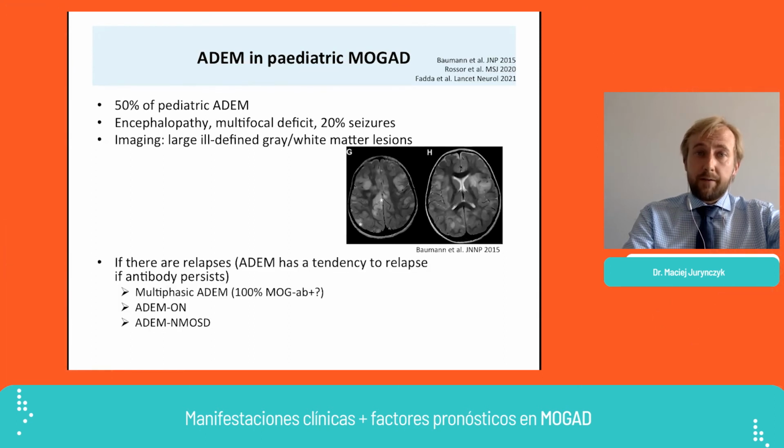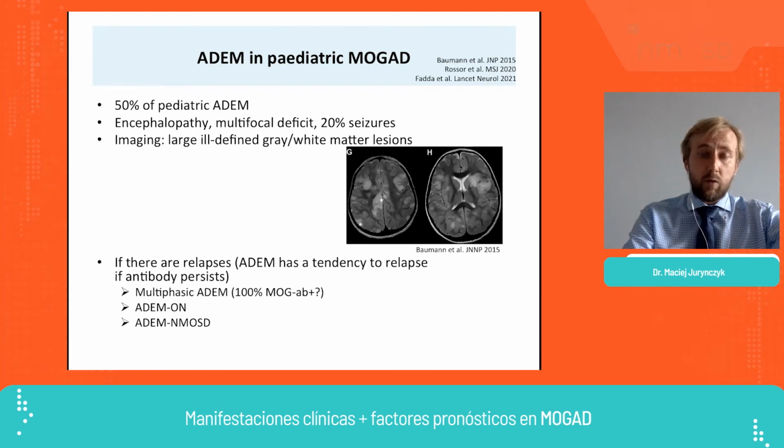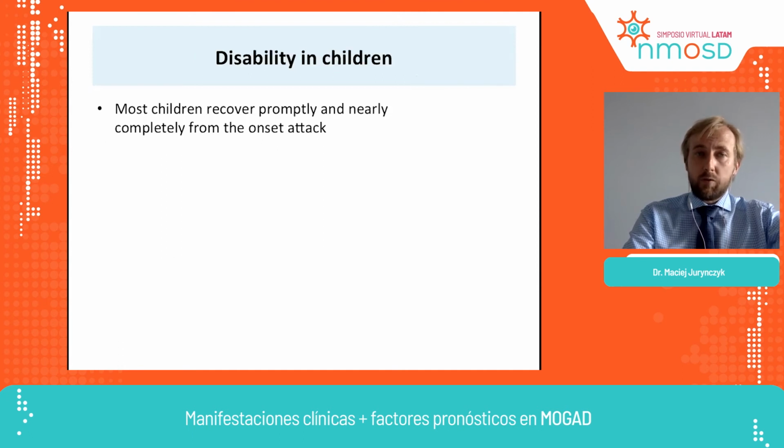MOG antibody is definitely a risk factor for a relapse in ADEM, and ADEM has a tendency to relapse in children, in particular if antibody persists on subsequent tests, and we might encounter various phenotypes such as multiphasic ADEM, and many neuropediatricians believe that around 100% of multiphasic ADEM is linked with MOG antibody. Other phenotypes will be ADEM followed by optic neuritis or ADEM followed by NMOSD. Prognosis in children is usually favorable, and most children recover promptly and nearly completely from the onset attack.